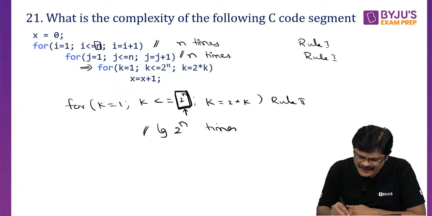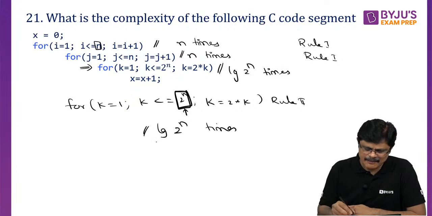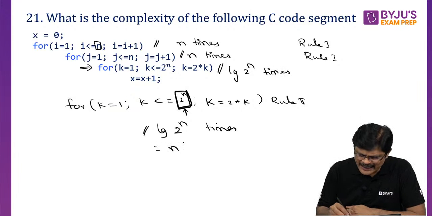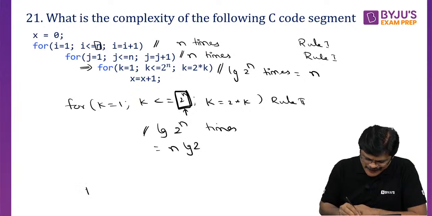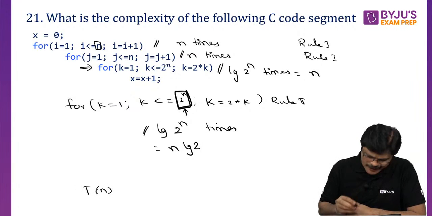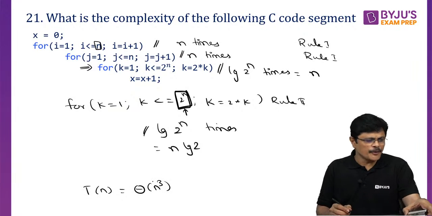So this will take log 2 power n times. But log 2 power n is nothing but n into log 2. Log 2 is a constant, so this is approximately n times only. So the time complexity of this code is n into n into n, which is theta n cube. Hope all of you are able to follow.